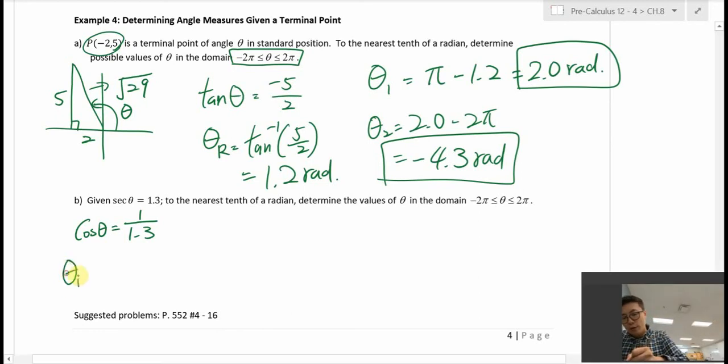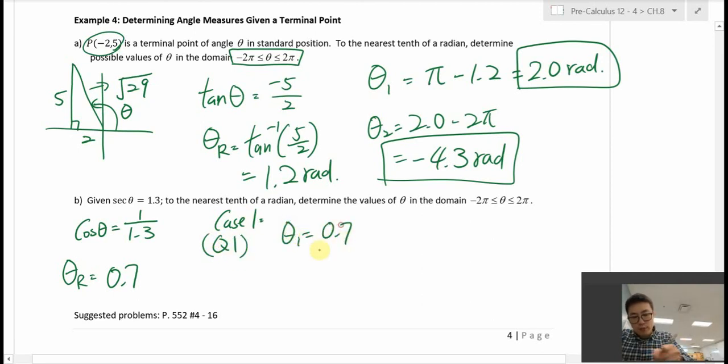So what I'm going to do right away is find the reference angle. The reference angle is the same regardless of which quadrant it's in. The reference angle is going to be inverse cosine of 1 divided by 1.3, which is going to be 0. We are solving to the nearest tenth, so 0.7. So that's the reference angle. Case 1, this is in quadrant 1. In that case, theta 1 is exactly the same as the reference angle, because here is the first quadrant, that's the reference angle, and that's the angle itself.